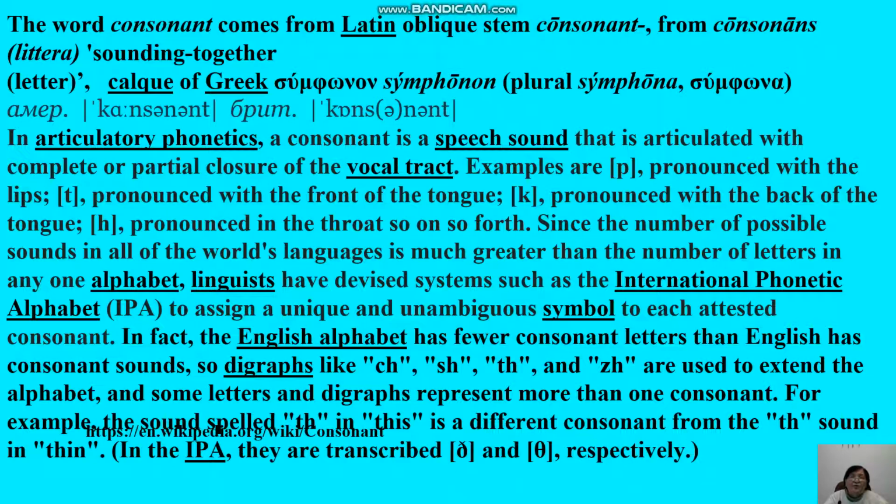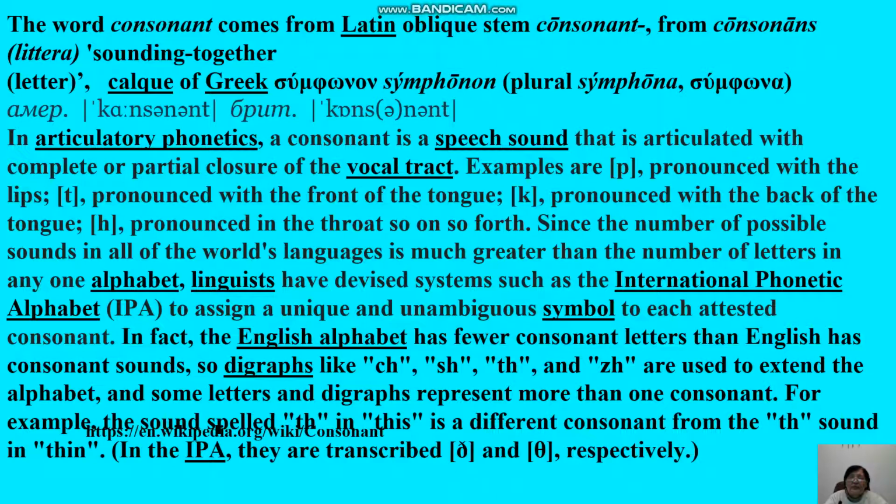IPA. Now you should remember to assign a unique and unambiguous symbol to each attested consonant. In fact, the English alphabet has fewer consonant letters than English has consonant sounds. So, digraphs like CH, SH, TH, and ZH are used to extend the alphabet, and some letters and digraphs represent more than one consonant.